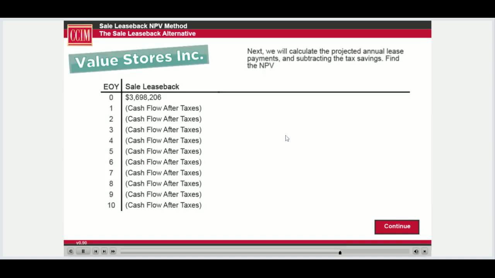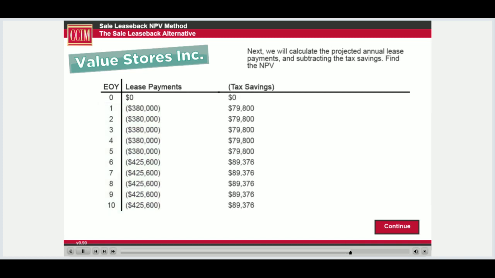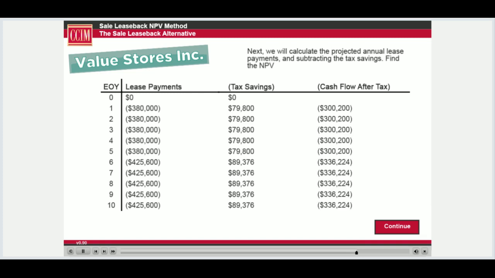Calculate the annual cash flows after tax from leasing for each year of the projected 10-year occupancy period. First, use the sample problem details to construct the annual rent payments. Then, multiply those payments by the corporate tax rate for Value Stores Incorporated to find tax savings. Add the tax savings to the rent to find cash flows after tax. We will also include sale proceeds generated in year zero. Lastly, calculate the NPV of the cash flows after tax from the sale-leaseback alternative using the same 12% discount rate.